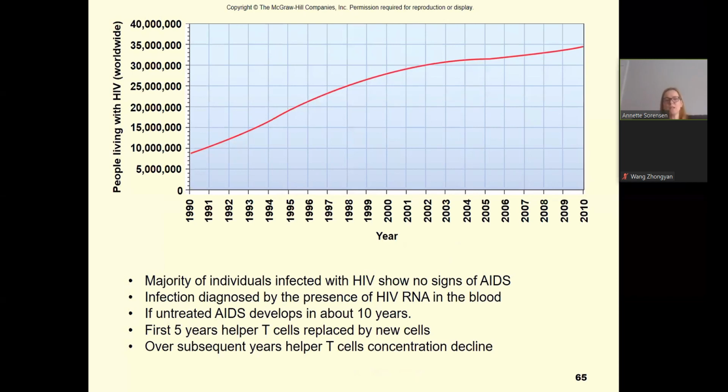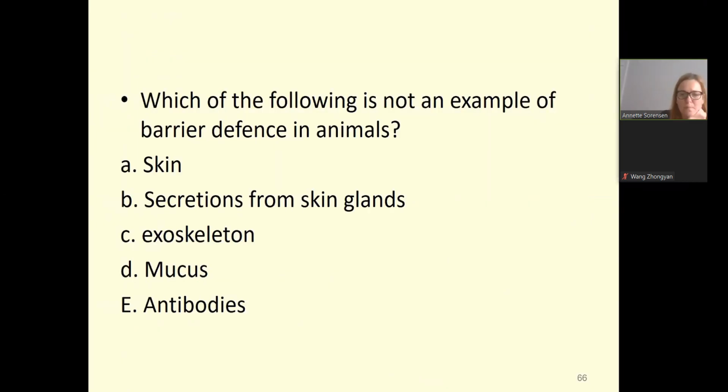They're diagnosed really just by the presence of HIV RNA in the blood. But if the patient is not treated, then AIDS tends to develop within a time frame of about 10 years. Initially, your body is replacing these helper T cells with new cells. Because the cytotoxic T cell is killing them, they're easily replaced. However, over subsequent years, these helper T cells start to decline in their concentration.